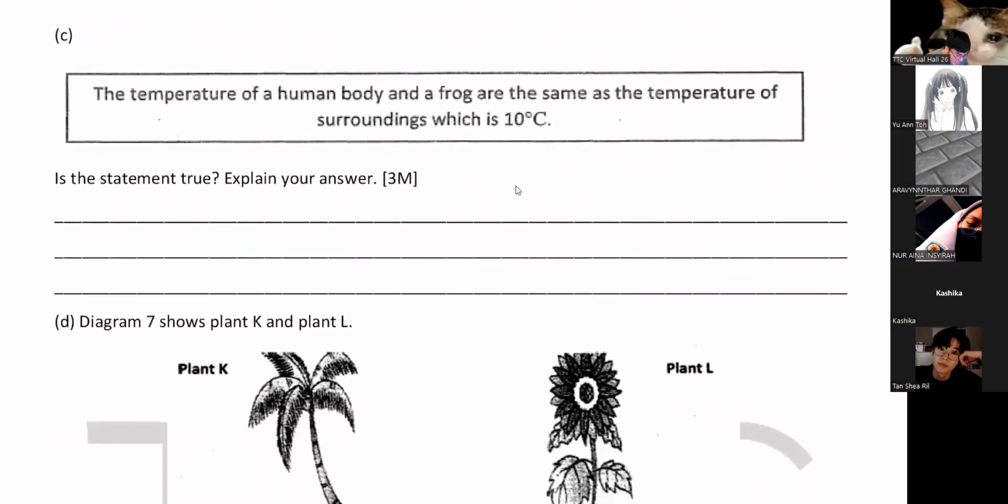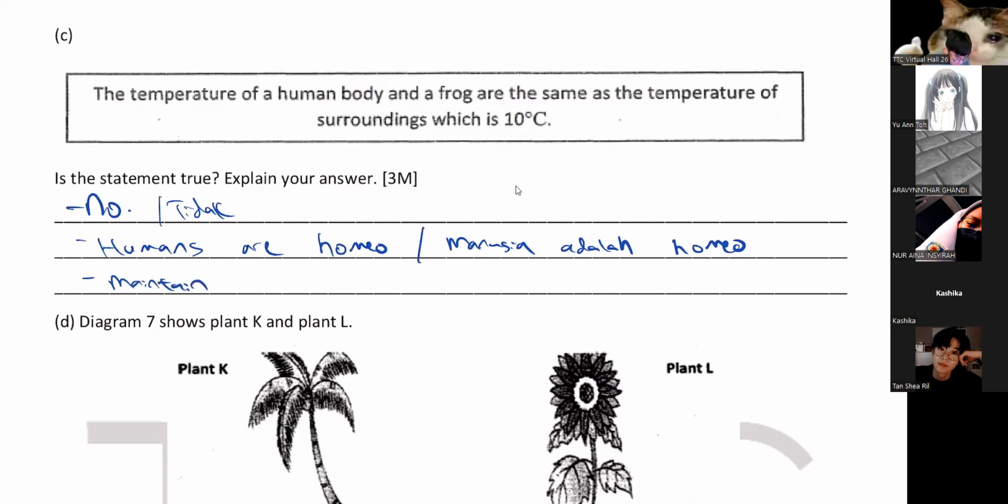Okay, anyway, moving on. C, the temperature of a human body and frog are the same as temperature of surrounding, which is 10. Is it true? Okay, are you 10? Guys, if you are 10, you are dead. Okay, so no. Okay, tidak. So explain your answer. Because humans are homeothermic. Okay, manusia adalah homeotherm. Okay, so they will maintain body temperature at 37 degrees. Okay, mengekalkan suhu badan pada 37 darjah Celsius.